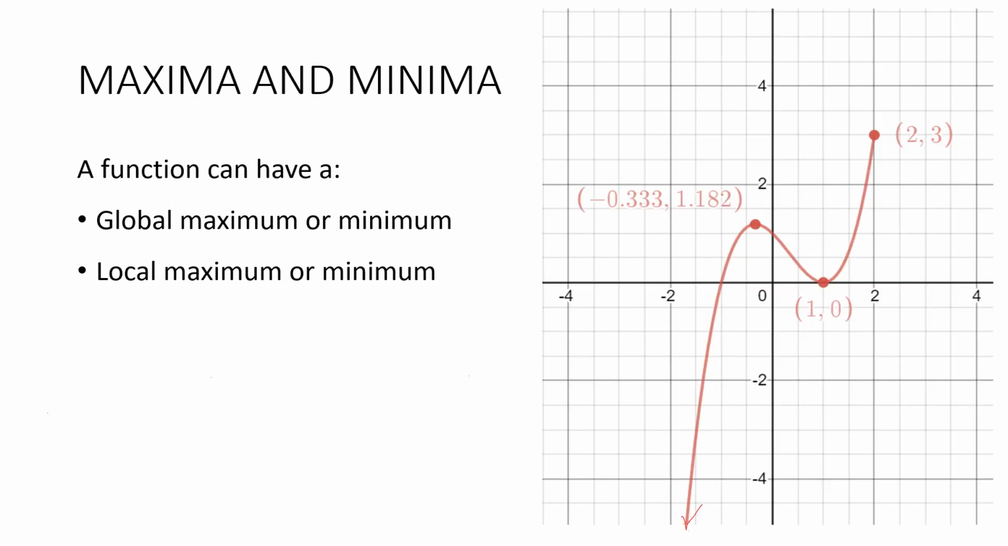So let's have a little chat about maxima and minima. A function can have a global maximum or minimum, but we can also have a local maximum or minimum. Those are those turning points. So the global max or min is the highest or lowest point that the function attains. And in this case here, the highest point is at (2, 3), and so the global maximum is 3. That's the highest it gets. Here we have a local maximum. Here's a local minimum, and this particular function has no global minimum because it goes off to negative infinity.